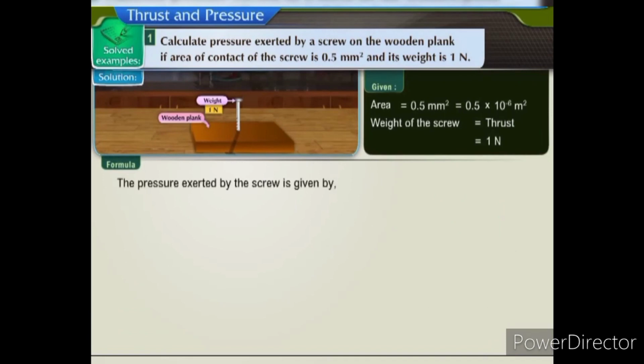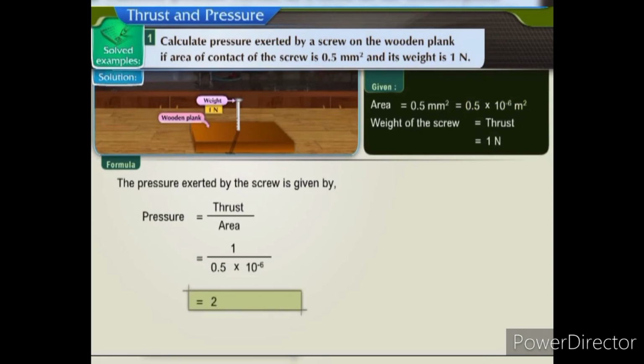The pressure exerted by the screw is given by pressure equals thrust divided by area, equal to 1 divided by 0.5 multiplied by 10 raised to minus 6, which is equal to 2 multiplied by 10 raised to 6 Newton per meter square. Hence, the pressure exerted by the screw on the wooden plank is 2 multiplied by 10 raised to 6 Newton per meter square.